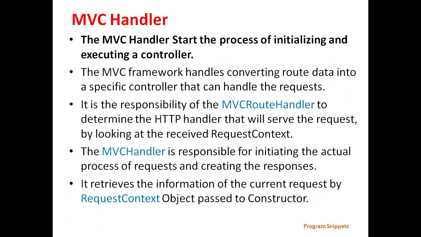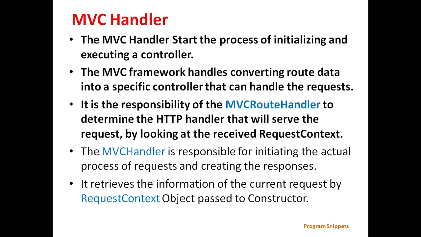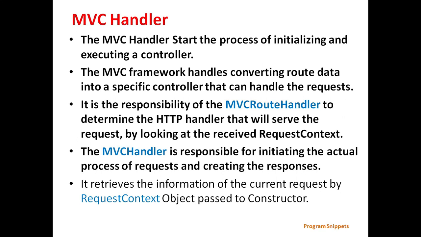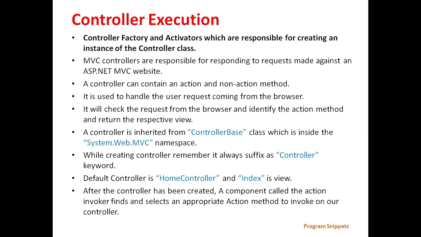The MVC handler starts the process of initializing and executing a controller. The MVC framework handles converting route data into a specific controller that can handle the request. It is the responsibility of the MVC route handler to determine the HTTP handler that will serve the request by looking at the received request context. The MVC handler is responsible for initiating the actual process of request and creating the responses. It retrieves the information of the current request by the request context object passed to the constructor. Controller factory and activators are responsible for creating an instance of the controller class.